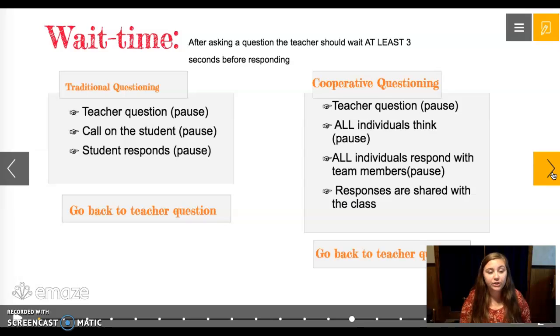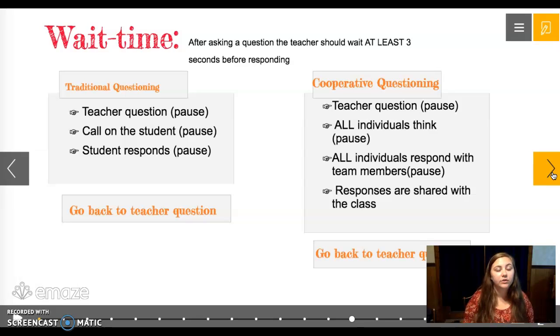For traditional questioning, as in, I would just like one student's response, this is how you would want that to play out. You're going to ask the question, that's our teacher question, and then you're going to pause and wait that amount of time, and then you're going to call on a student and pause.